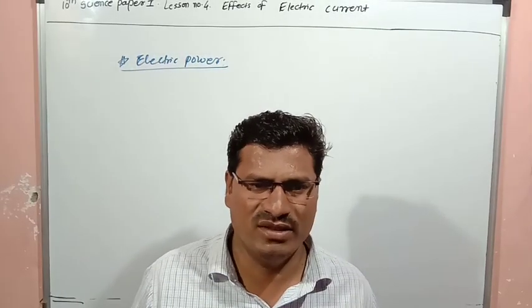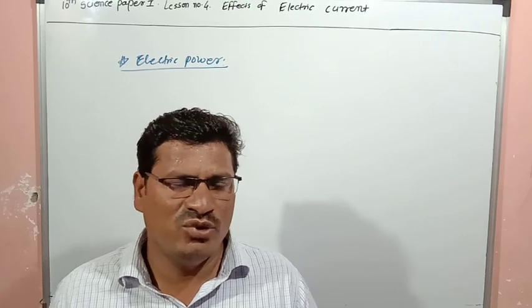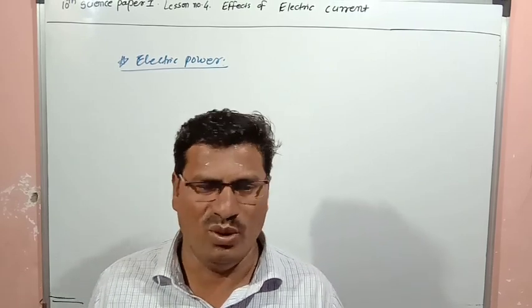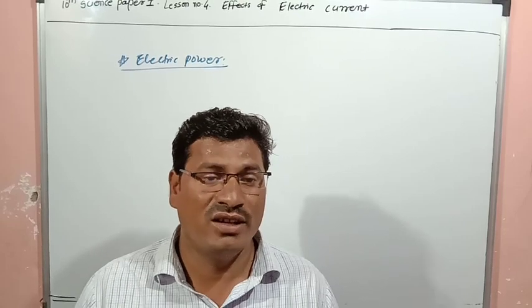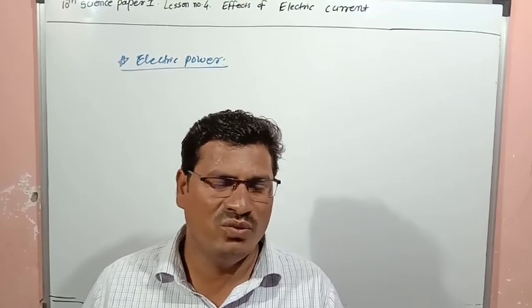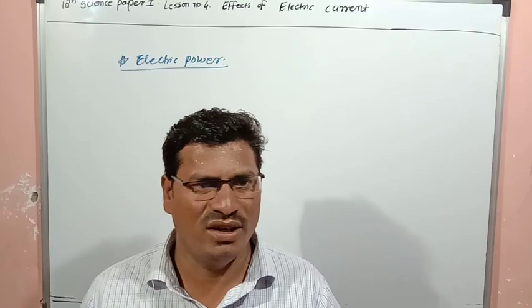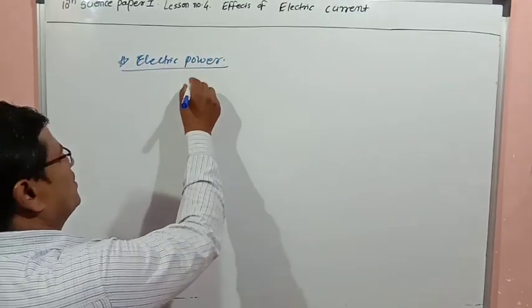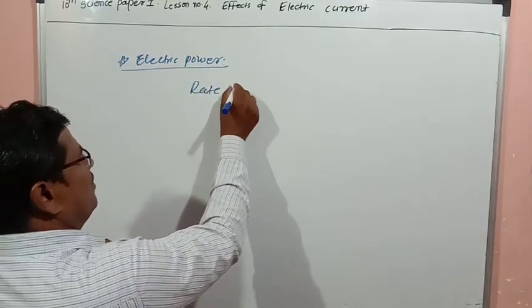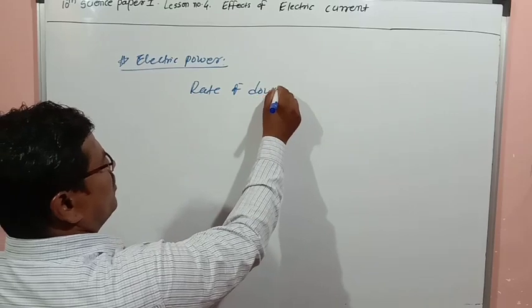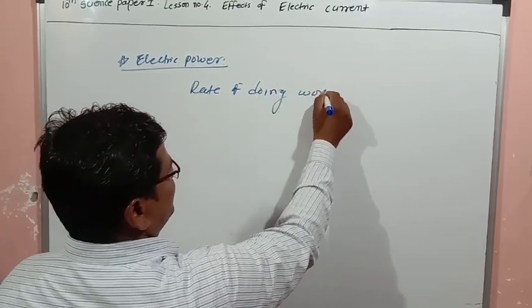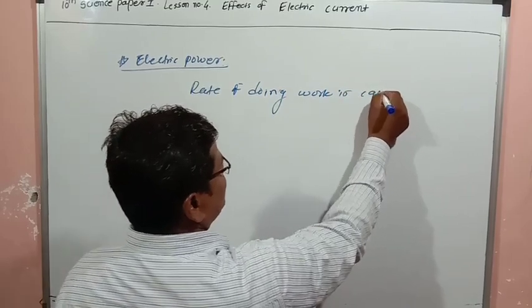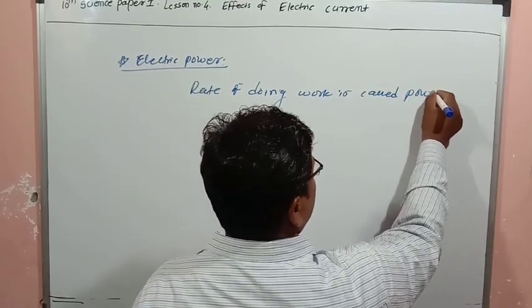Just power also you can say. So rate of doing work is also called power, or work done per second is also called power. Rate of doing work is called power.